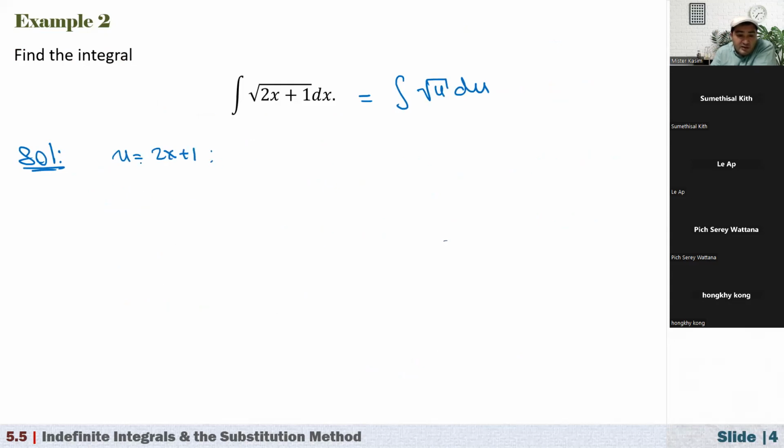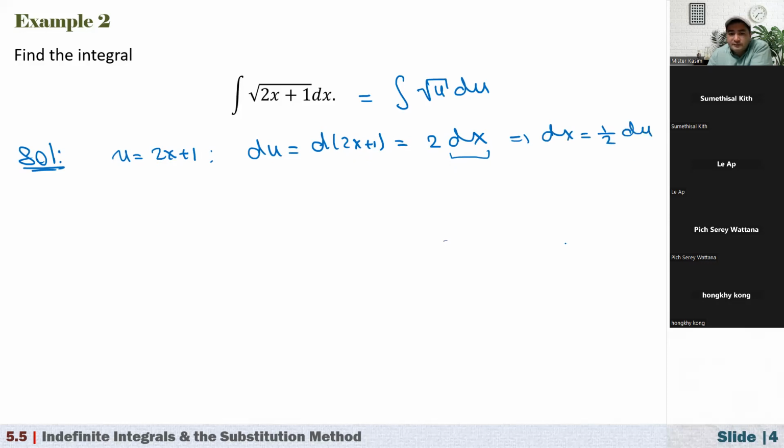Now differentiate, or find the differential of both sides. What is du? du is equal to d of 2x plus 1, right? So what is the differential of 2x plus 1? That is 2 times dx. So you see, for dx, I can write dx is equal to 1 over 2 times du. So now if I substitute here, let's say our integral equals I. That's the first step. And the second step.